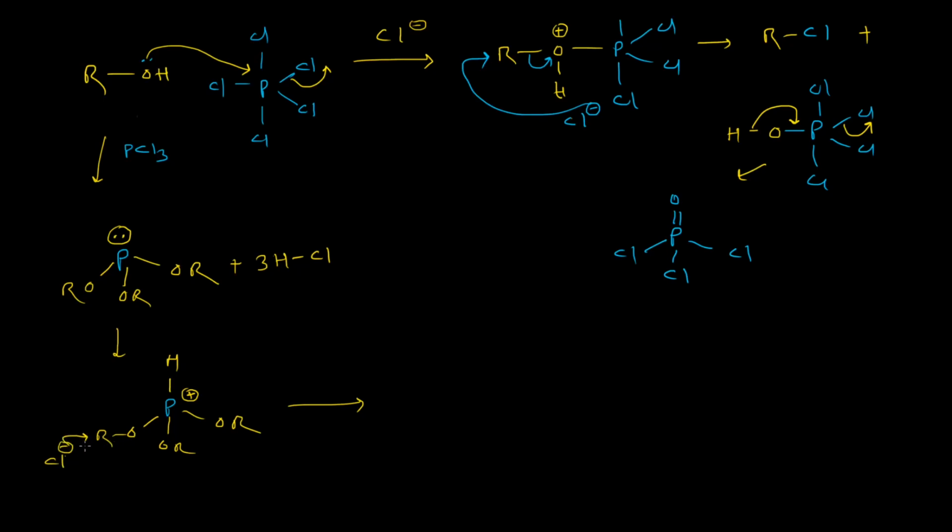of this OR group, and this attack will take place at the carbon from the backside of this carbon oxygen single bond, and after this carbon oxygen single bond breaks, phosphorus oxygen double bond will be formed. And via this process, one molecule of alkyl chloride will form along with the formation of this, right.